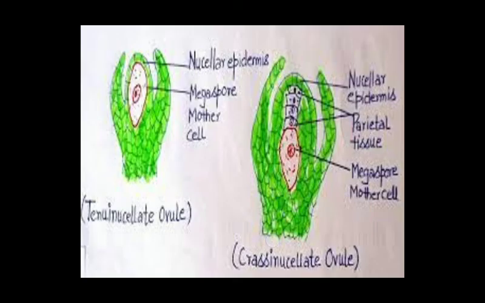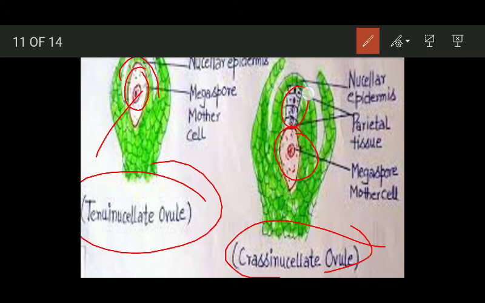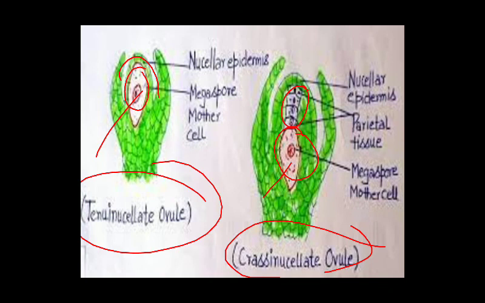Let us have a look at the tenuinucellate and crassinucellate conditions here. This is the megaspore mother cell or sporogenous cell. It is covered by a single layer of epidermis. This is the main distinguishing feature of tenuinucellate ovules. And here, this is the crassinucellate ovule. It becomes deeply embedded within the nucellus because the parietal cell divides multiple times and pushes the megaspore mother cell inside the nucellus. So this is all about the types of ovules based on the nucellus.